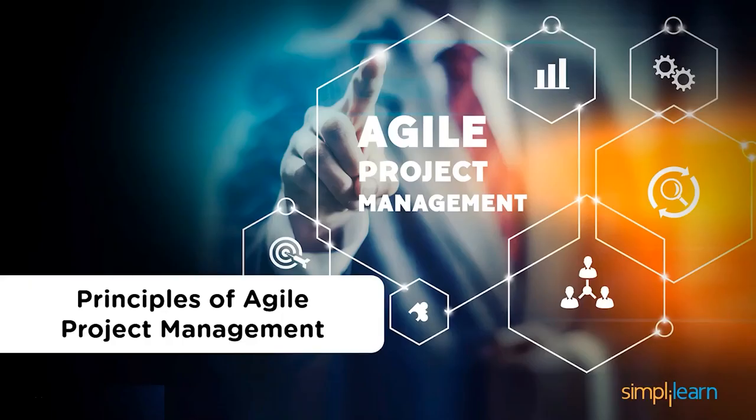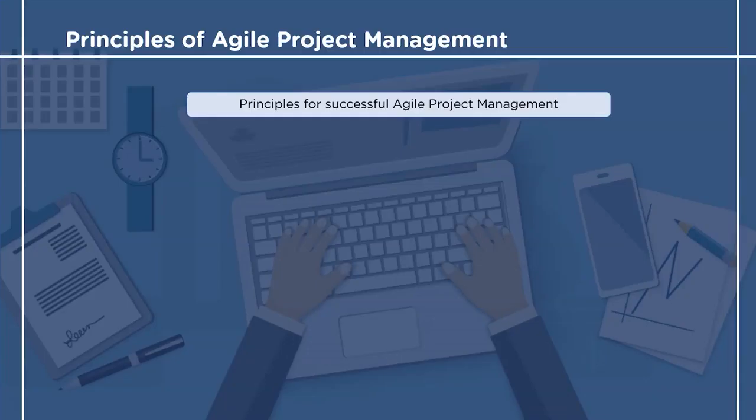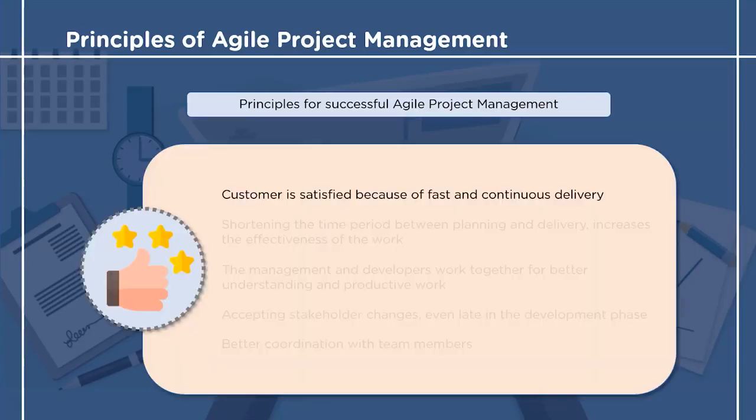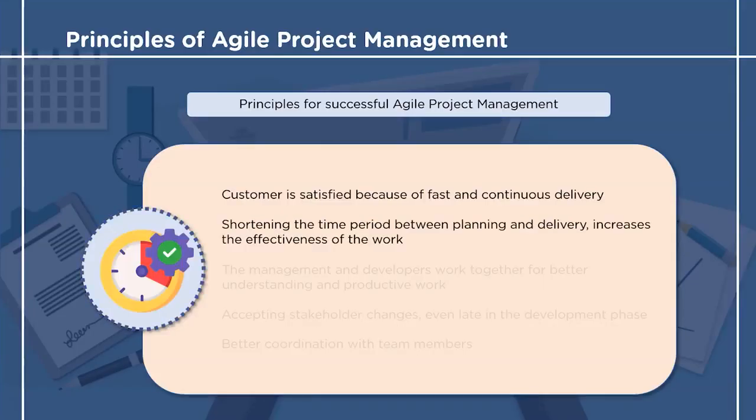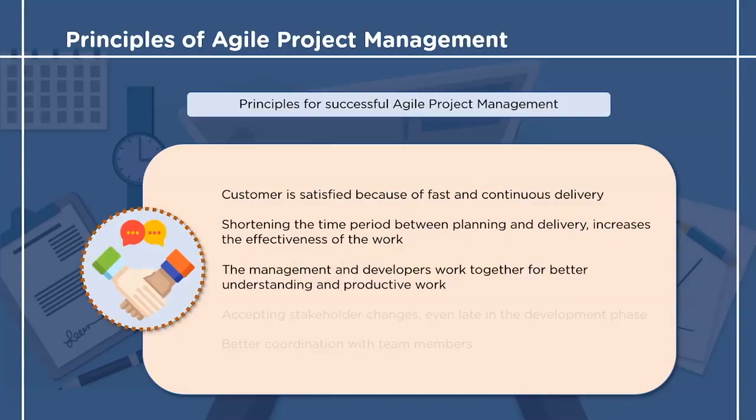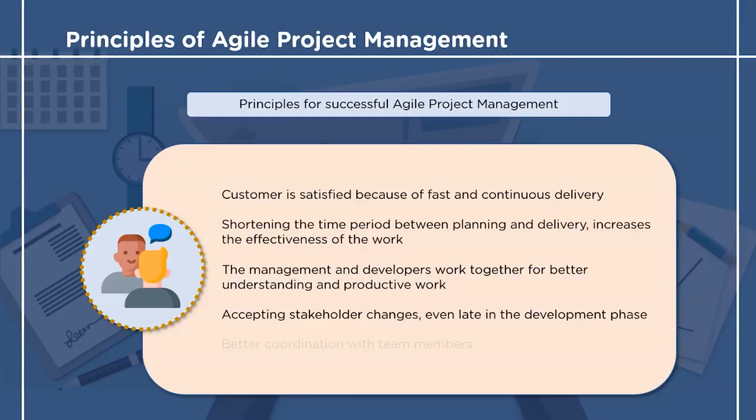Now we shall check the principles of Agile project management. There are 10 principles for successful Agile project management. The first principle is the satisfaction of the customer by delivering the project fast and with the least number of errors. The next principle refers to decreasing the amount of time between the phase of planning and delivery. The third principle states that the team of managers and developers work together and increase the productivity of their work. The next principle states that the changes requested by the stakeholders can be taken into consideration and worked upon during the development phase as well.